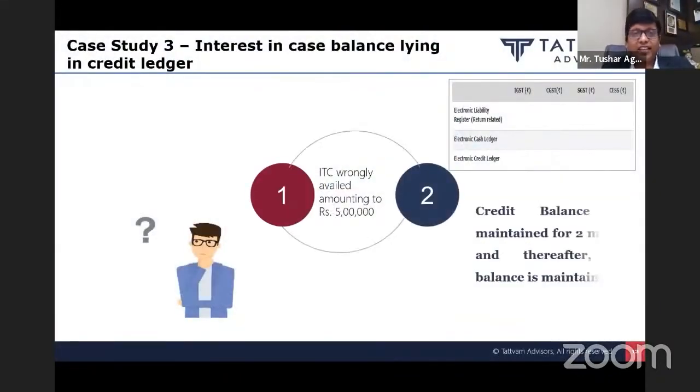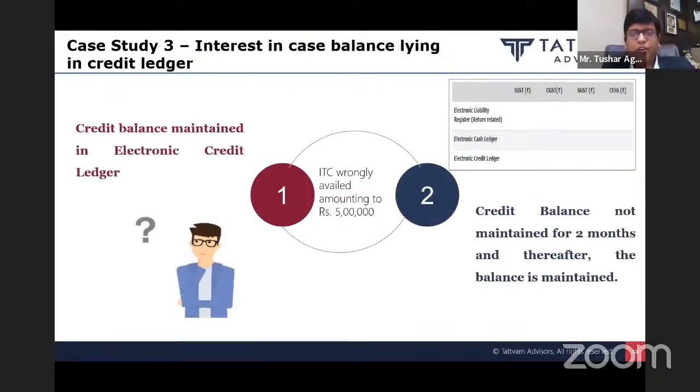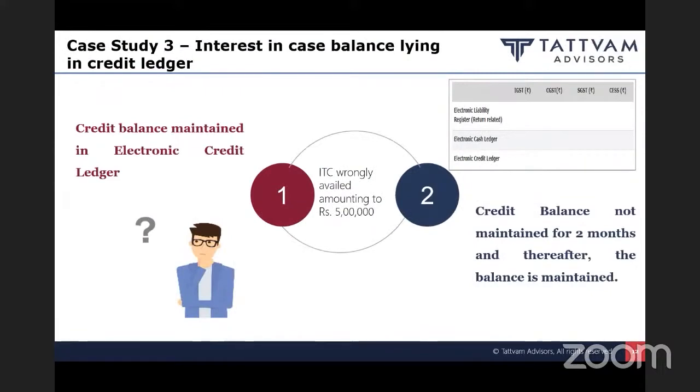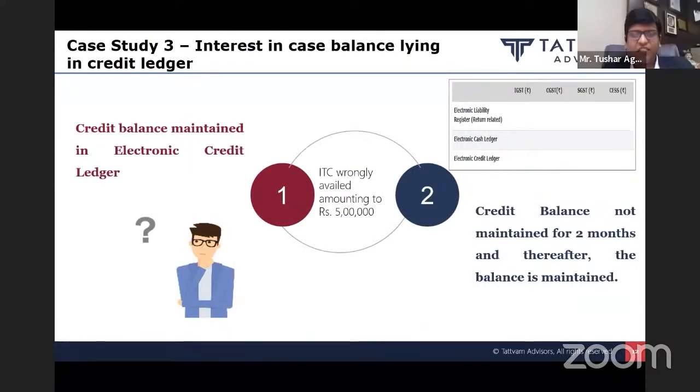Moving on to the third case study. I have taken wrong input tax credit. Say in April 2021, I availed 5 lakh rupees of ineligible credit, which was ineligible as per section 17, subsection 5. Now I am reversing the same in August 2022. So credit availed in April 2021, I am reversing the same in August 2022.